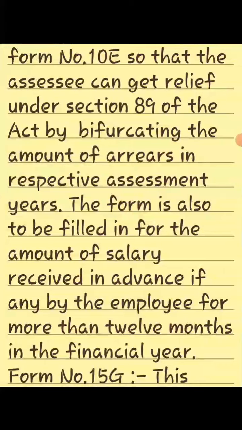The form is also to be filled in for the amount of salary received in advance, if any, by the employee for more than 12 months in the financial year. This is because taxing all the arrears in one year will be at a higher rate, and if the arrears are bifurcated in respective years, the tax will be less.